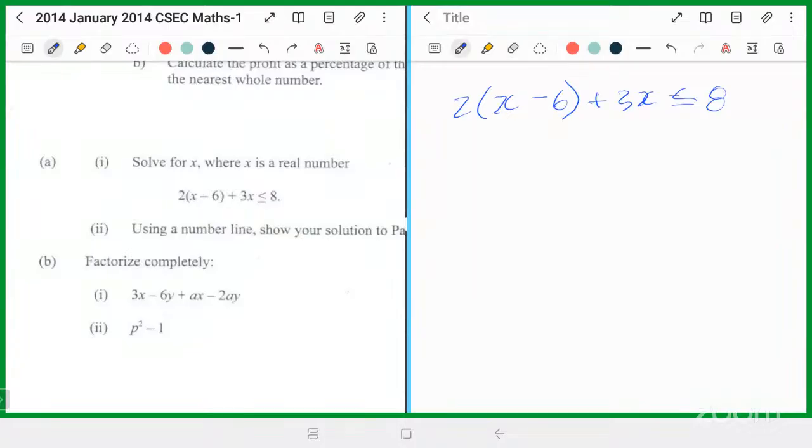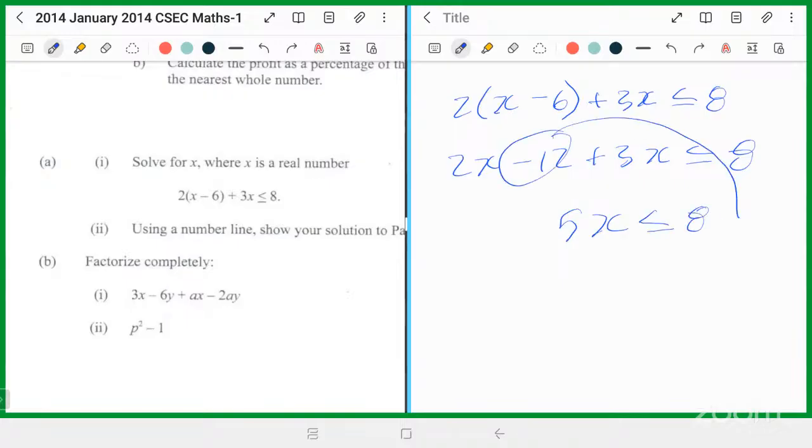Just like solving this with an equal sign. The only difference with the inequality is if I have to multiply or divide with a negative number, you're going to have to reverse the inequality sign. Open this bracket first. I'm going to get 2x minus 12, or the 2 times this 6 is 12, plus this 3x less than or equal to 8. This 2x and this 3x is 5x less than or equal to 8, and this negative 12 goes over here and becomes a positive 12. So it's 5x less than or equal to 20.